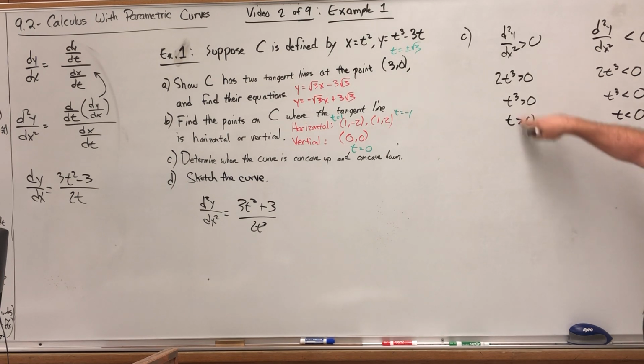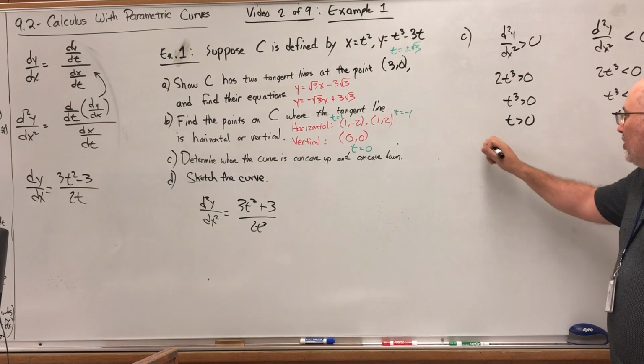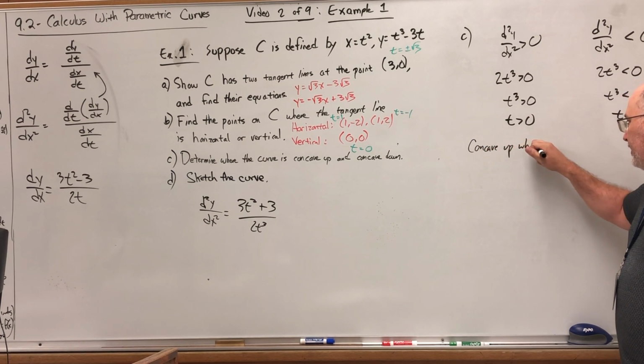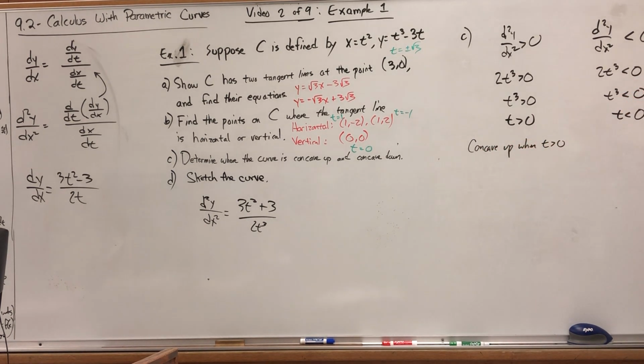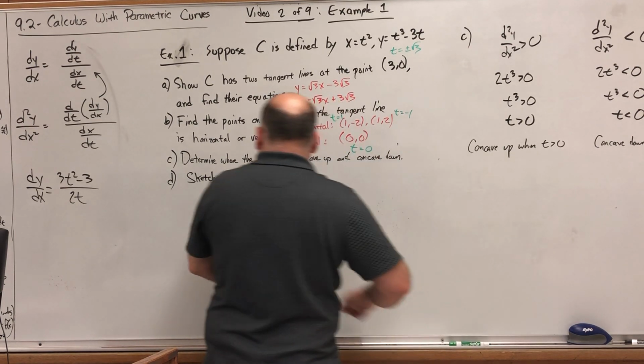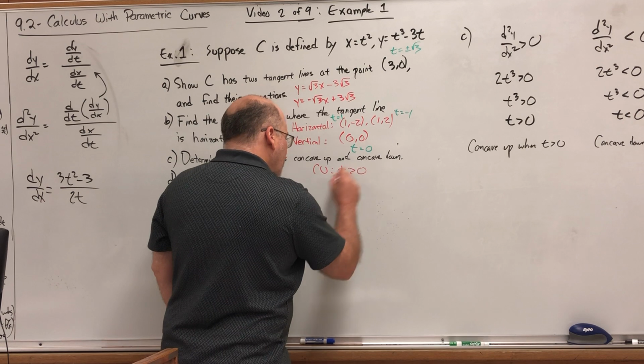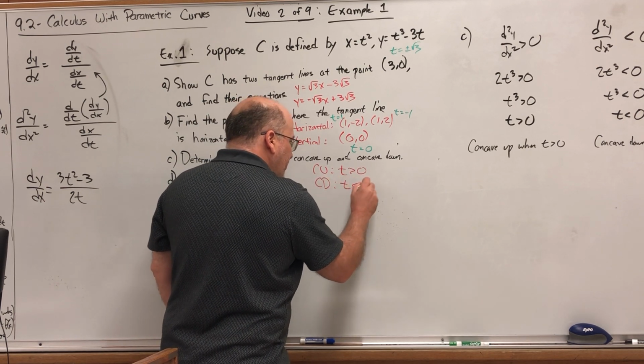When t is greater than 0, the second derivative is greater than 0, which means this graph is concave up when t is greater than 0. And when t is less than 0, the second derivative is less than 0, which means this graph is concave down when t is less than 0. So let's summarize that. Concave up when t is greater than 0, concave down when t is less than 0.